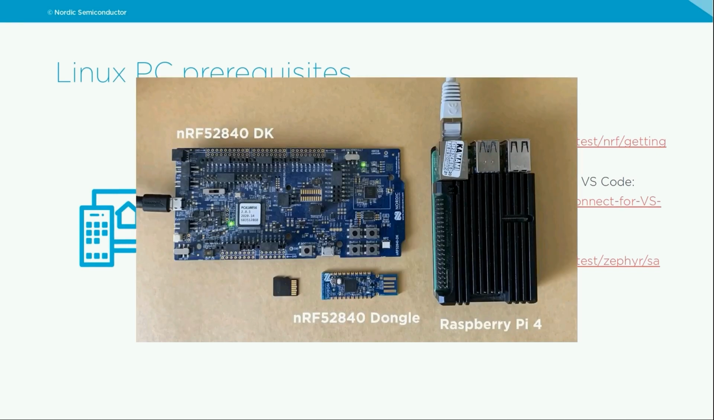Here are some of the hardware components that I will be using throughout the video. The nRF52840 DK will become a Matter lock device. The Raspberry Pi 4 and the dongle will be used to create a Thread border router. Note that the Raspberry Pi is connected to my home router using the Ethernet cable.